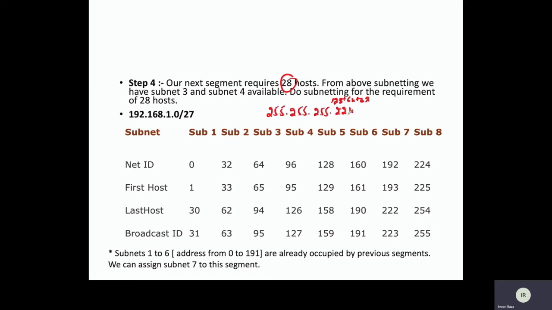And we can have how many hosts against each subnet? So how many bits are there in the host portion? If 3 bits are borrowed, 2 raised to power 5 is 32. Okay.